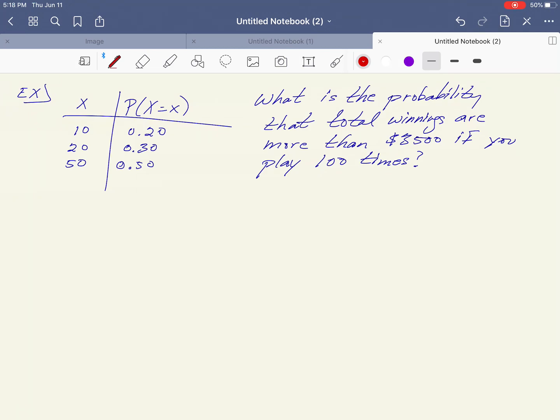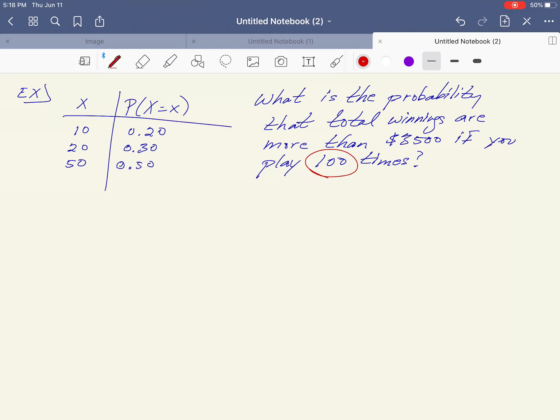Now let's look at one other problem. Here we have some sort of game. It says the outcomes are 10, 20, 50, I guess these are the winnings, and we have a certain probability of getting that much. Then we are told that we're going to play this game 100 times. What is the probability that you will win $3,500 if you play 100 times?